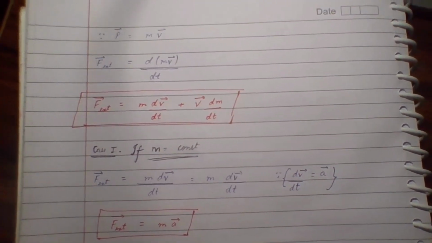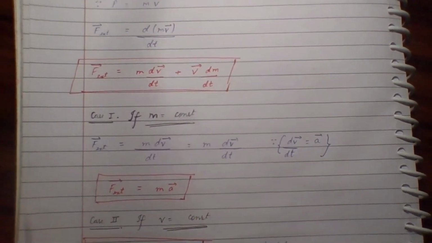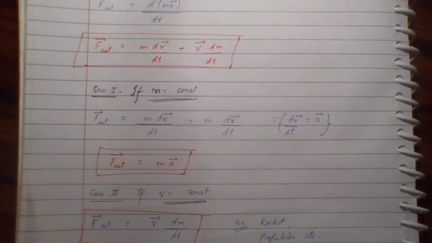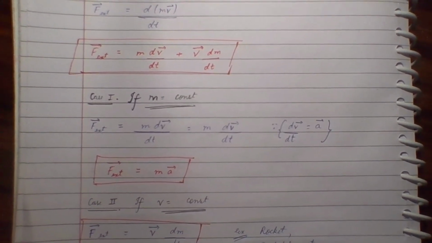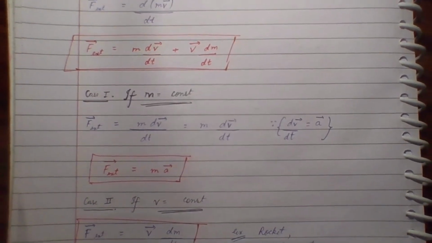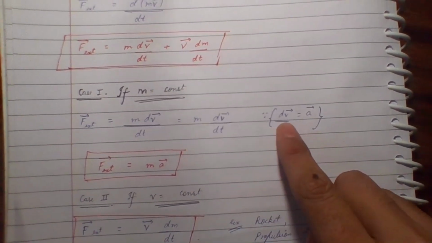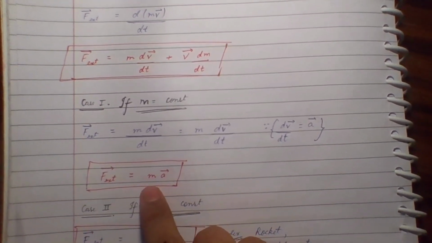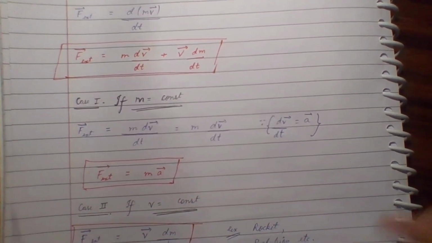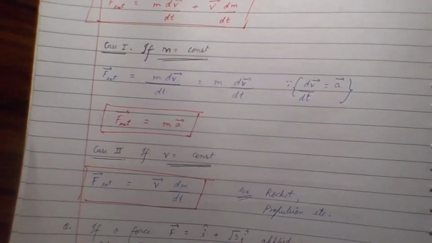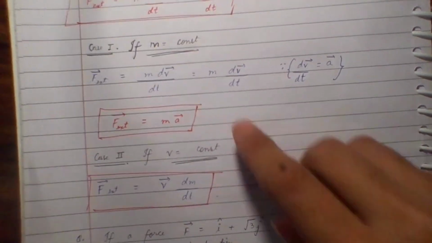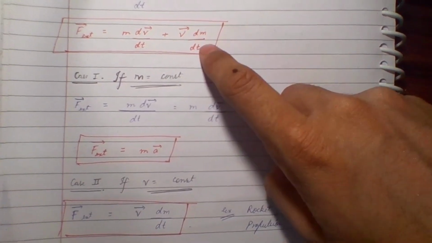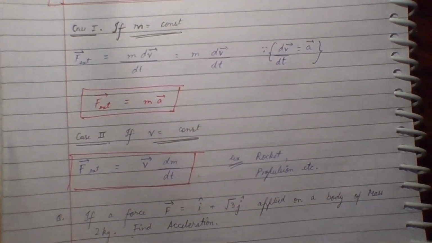Now there are two cases. When m is constant, then v dm by dt will become 0, which will give us m dv upon dt. Now we also know that dv upon dt is equal to acceleration, so that implies F external is equal to mass into acceleration. Similarly, if v is constant, then this first term will become 0, and we are left with v vector dm upon dt. That is what is written here.